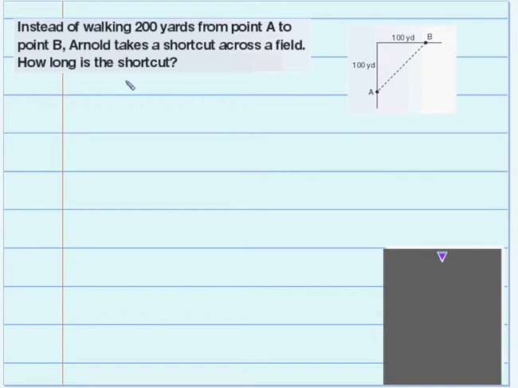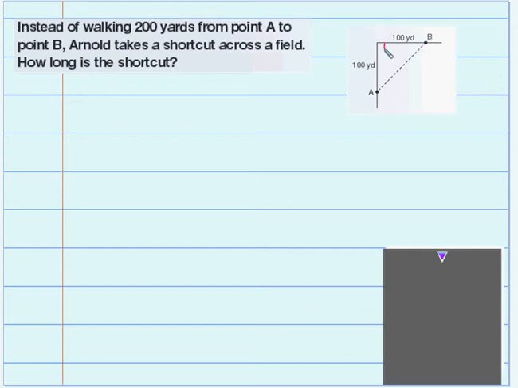Okay, so here's an application. So instead of walking 200 yards from point A to point B, going around the block on the sidewalk, we're going to take the shortcut across the field from A to B. How long is the shortcut?